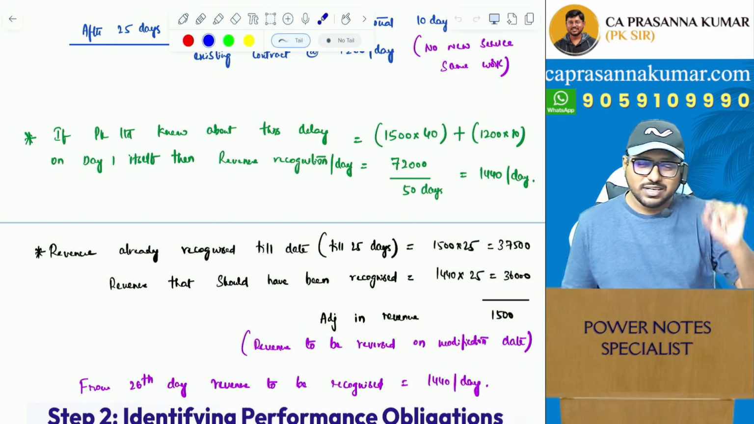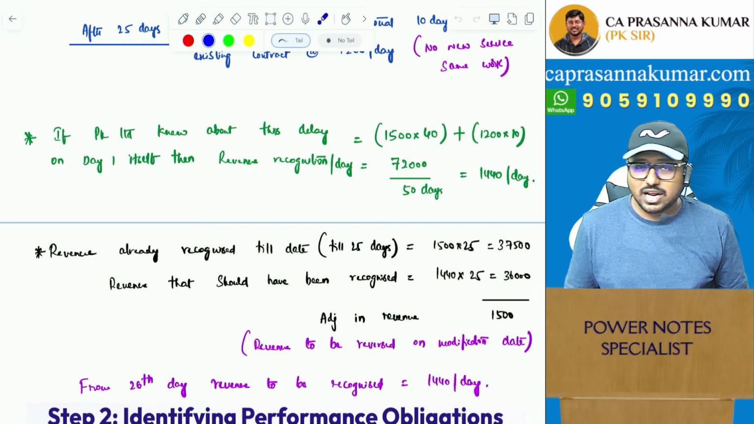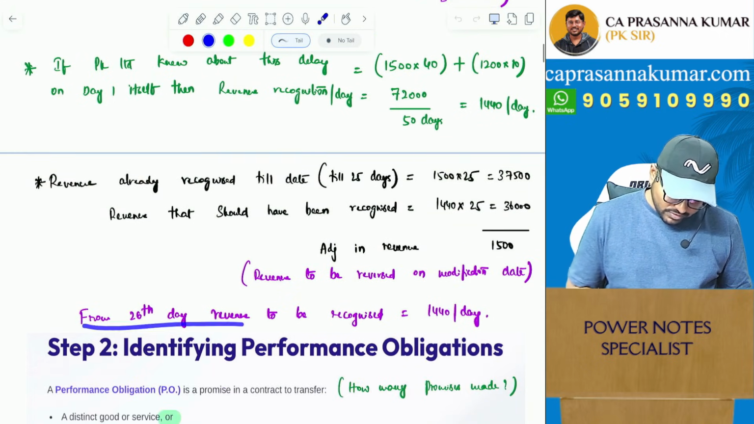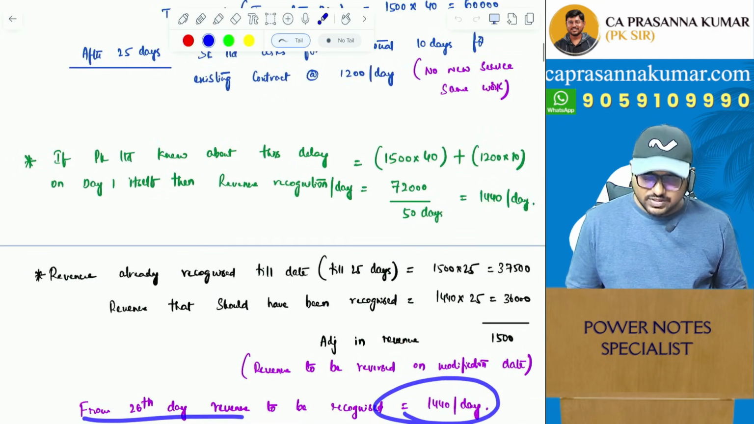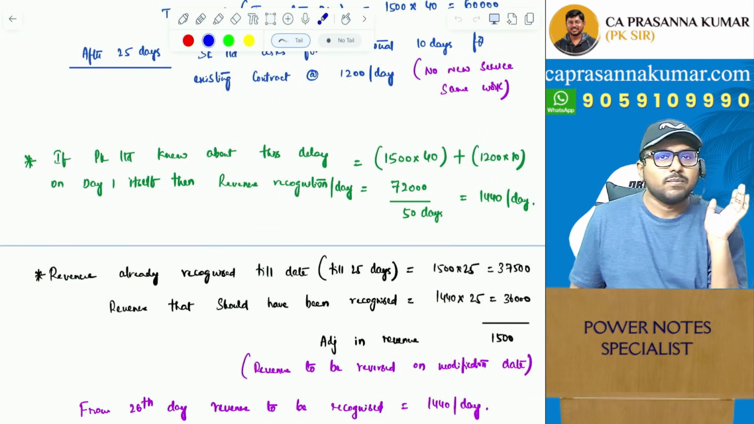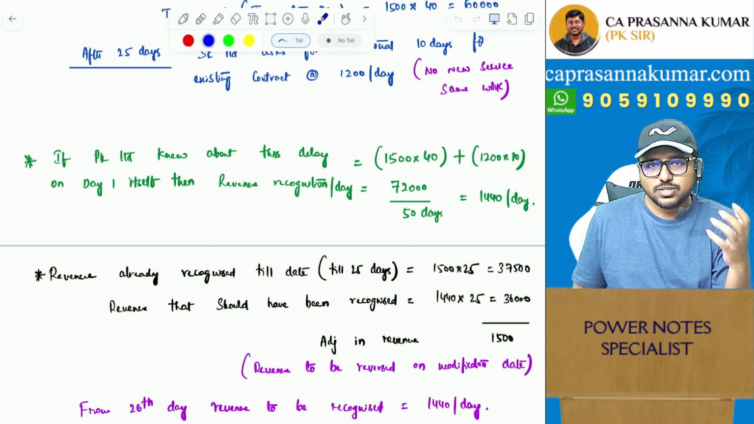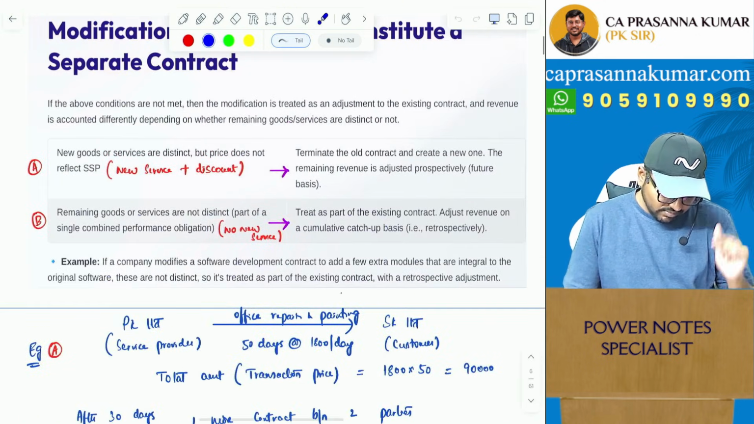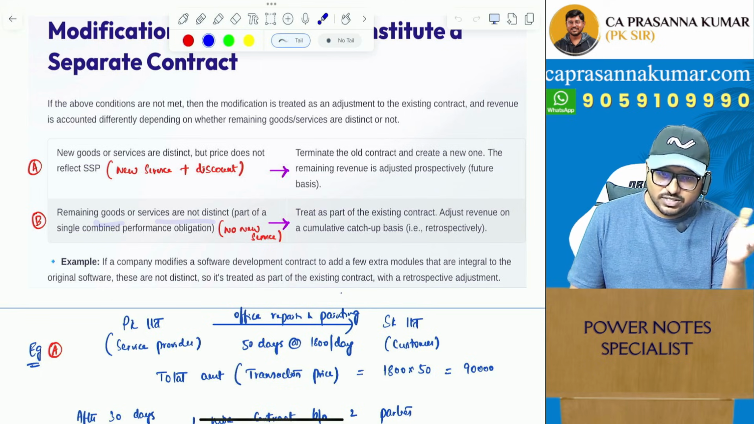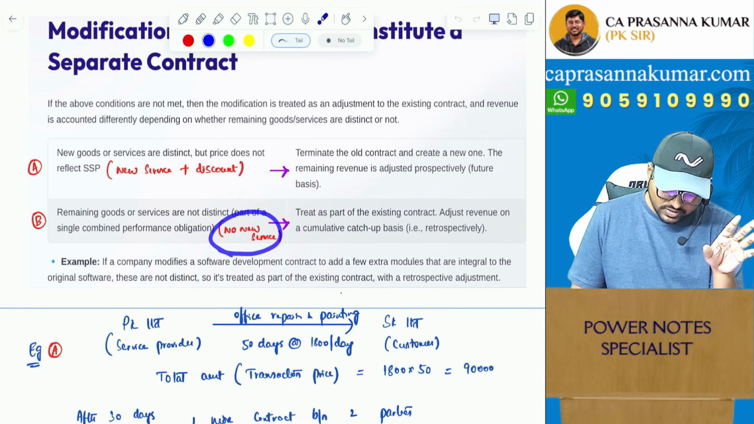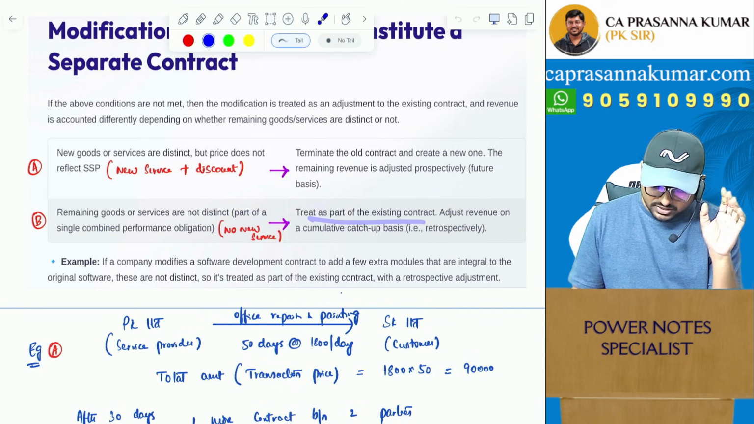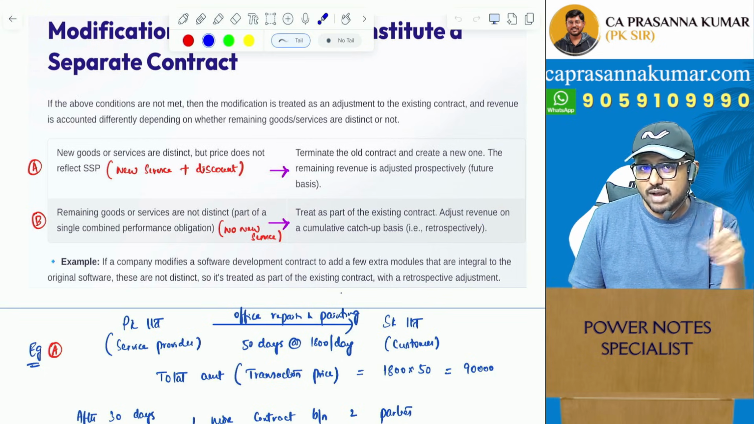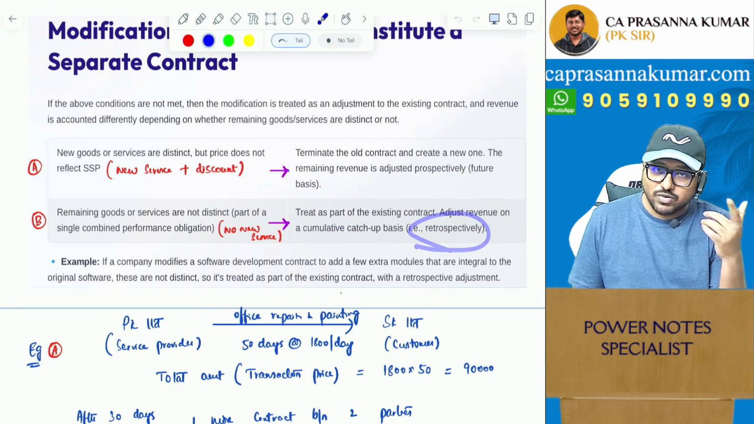Retrospective application, or the technical word that the Ind AS 115 standard uses, is cumulative catch-up basis. So from the 26th day, you will continue with 1440 because you are rectifying from day one. This we call cumulative catch-up basis, or retrospective. Remaining goods or services are not distinct. It is the same, so there is no new service and therefore treat it as part of the existing contract, but you have to adjust revenue on a cumulative catch-up basis, which means from day one you have to revise everything, which we call a retrospective change.